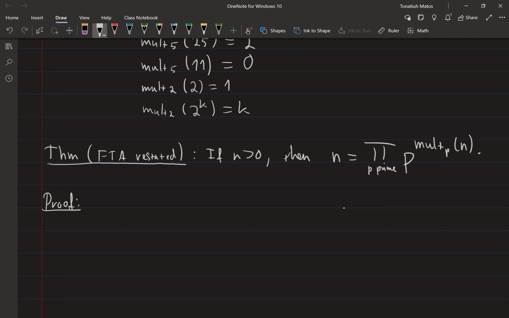So how do we prove this? There's two parts. There's the existence. How do we know that these prime numbers exist? And there's uniqueness. So let's do these two separately.